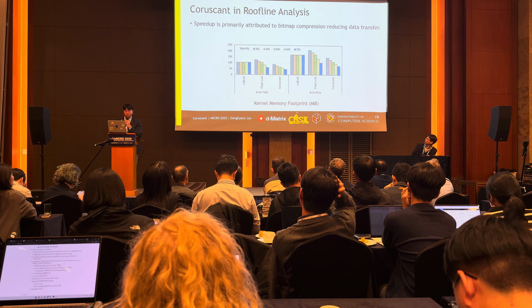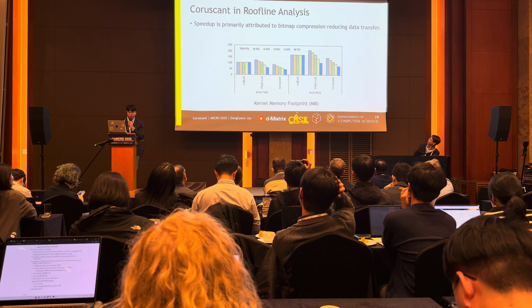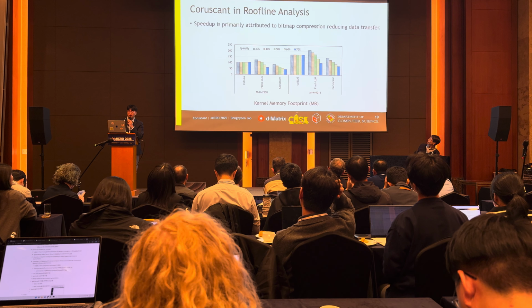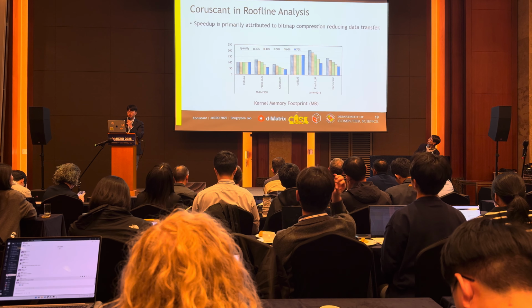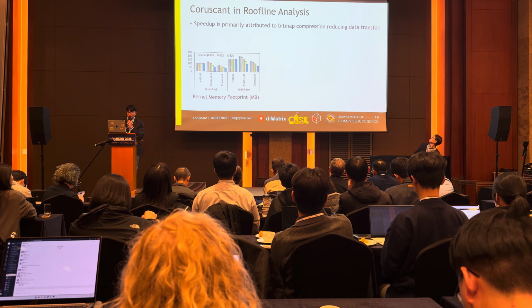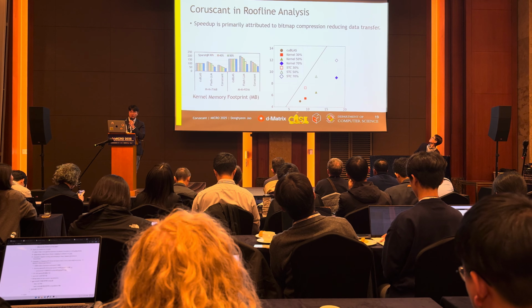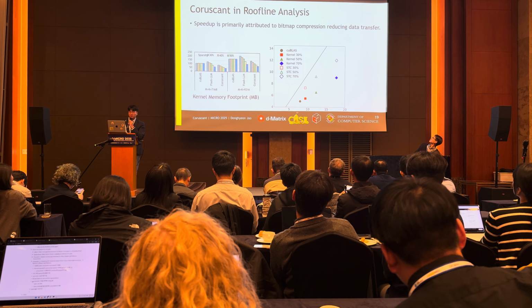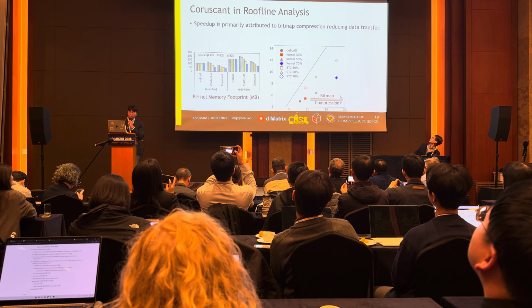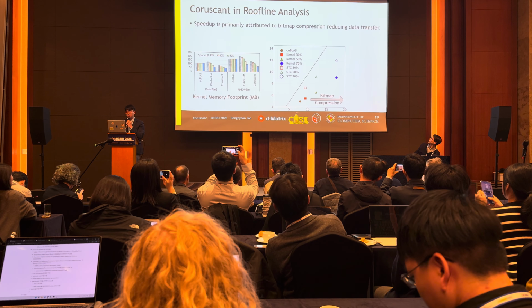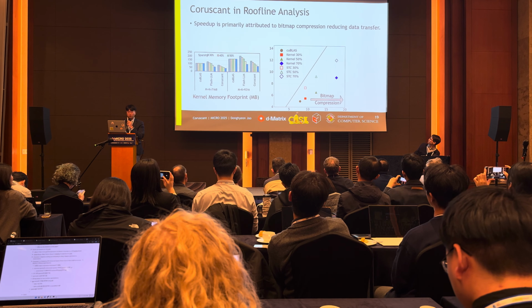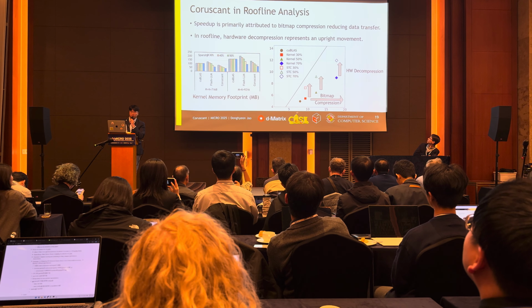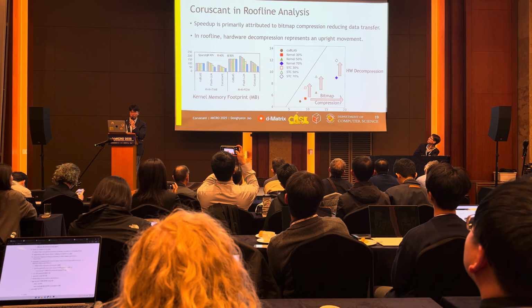So encompassing both the Coruscant kernel and sparse tensor core, the primary speedup comes from using a bitmap compression to reduce the data transfer from GPU global memory to each processor. And revisiting our roofline, the entirety of Coruscant can be interpreted as a two-step optimization, where the bitmap compression represents a rightward movement through the increase of operational intensity, and a vertical upward movement signifying the increased throughput by removing the decompression latency.